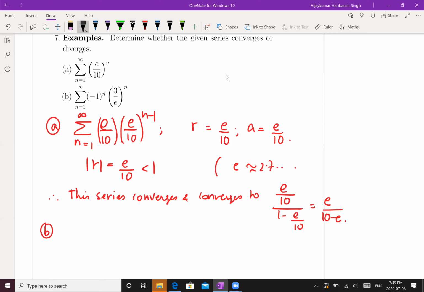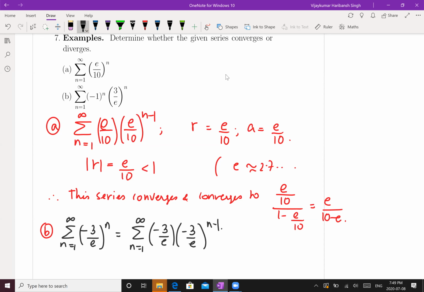So for B, we again combine it together. So summation n equals to this. I'll bring the minus sign inside. So I have minus 3 by e to the power n, which can be rewritten as summation n equals 1 to infinity of minus 3 by e times minus 3 by e to the power n minus 1.